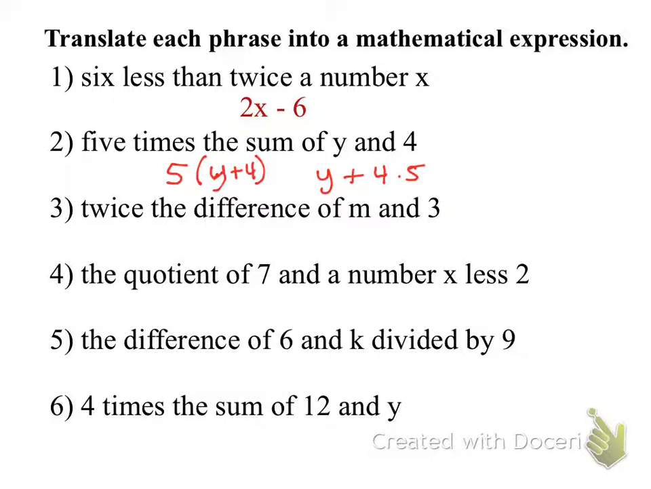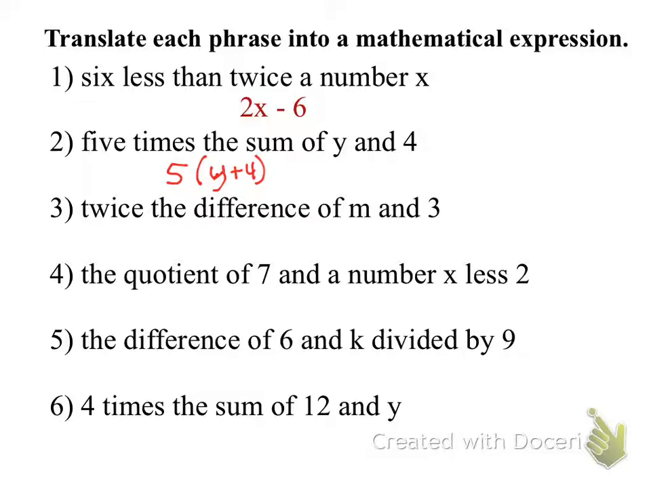Now, everybody say after me: 5 times the quantity of y plus 4. Okay? If you just do 5 times y plus 4, you're only multiplying y. You need to multiply it by the sum. The sum is the two together being added. Does that make sense? Okay.